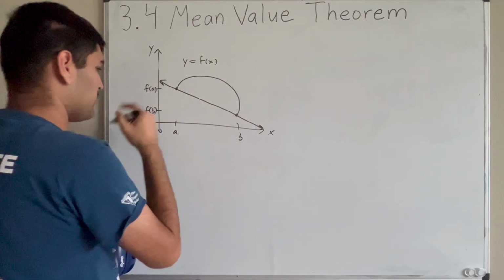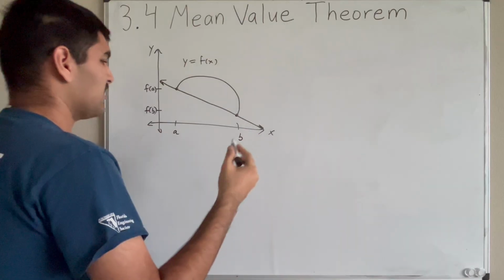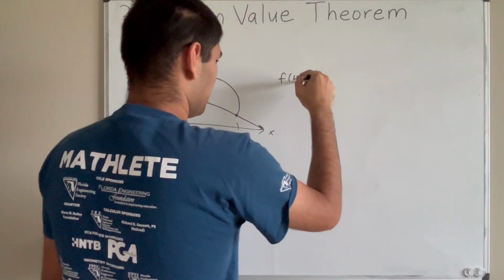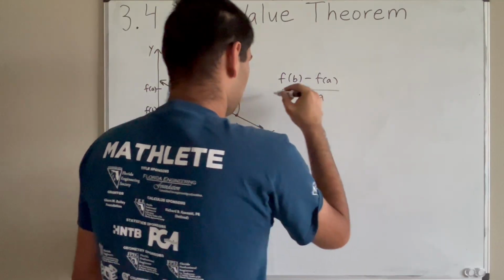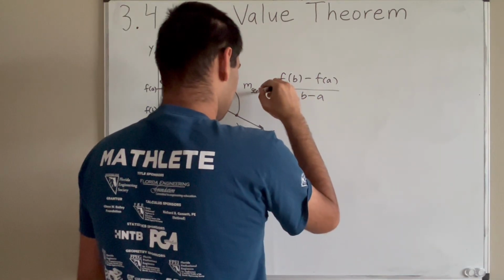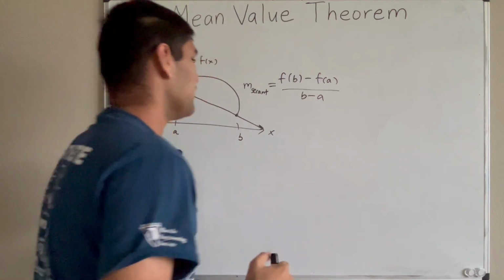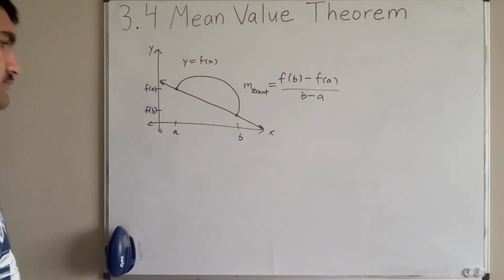So let's find the slope of the secant line. Well, the slope of the secant line is pretty easy. It's just f of b minus f of a all over b minus a. This is the slope of the secant.